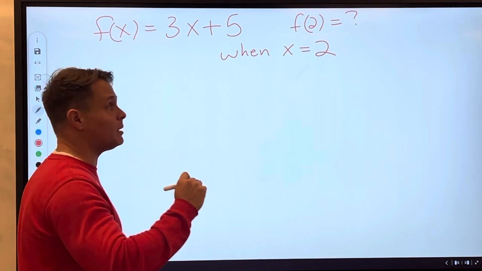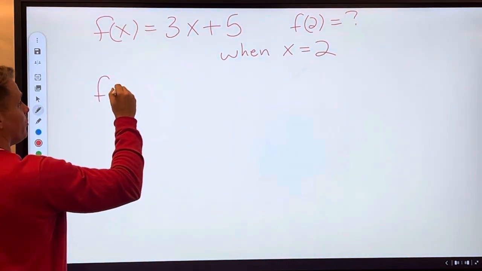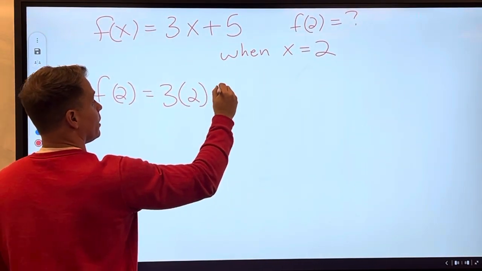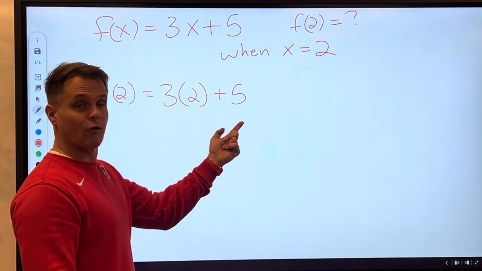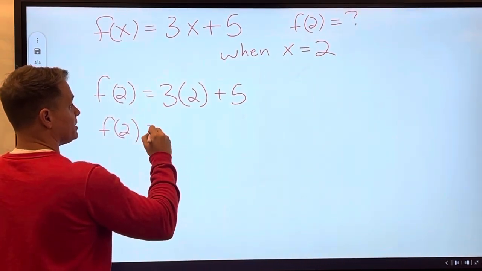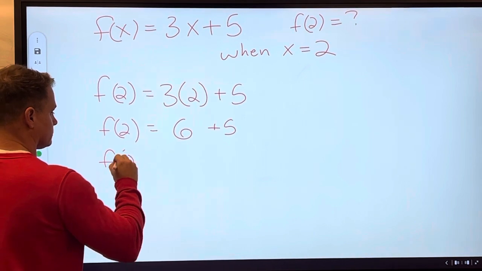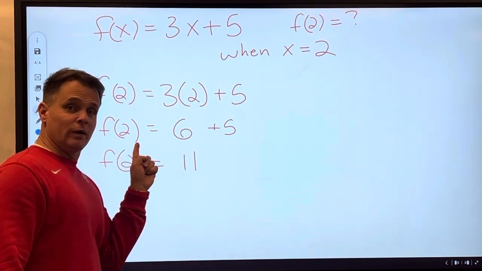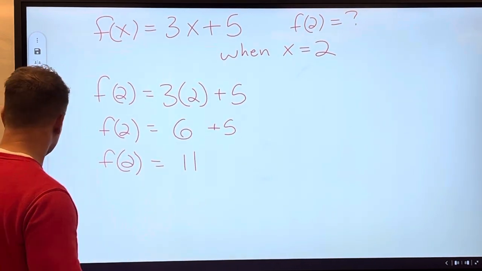All I have to do is substitute that 2 wherever I see an x. So I'm going to put f of 2 is 3 times 2 plus 5. Now remember the order of operations. You've got to multiply before you can add. So we have 3 times 2 is 6 plus 5 is 11. So when the x value is 2, the y value is 11. All right, let's take a look at another one.